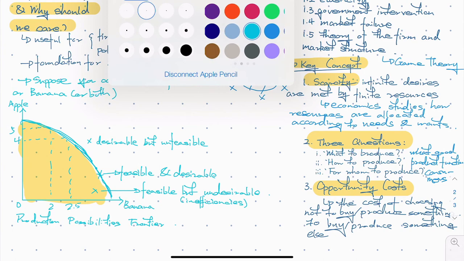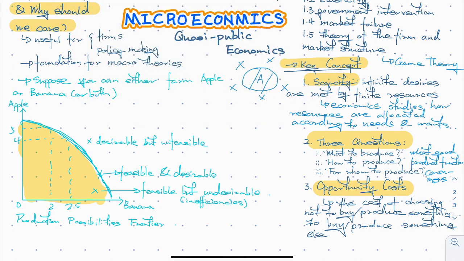And an opportunity cost is a cost that you incur when, for example, you are at this production of 4 kilos of apple and 2.5 kilos of banana, but you decide you want to increase your production of apple by 1 kilo. You want to go another extra kilo here. But in order to do that, you will move from this point of production to this point of production. Because that is the best you could do, you go from this point to this point.